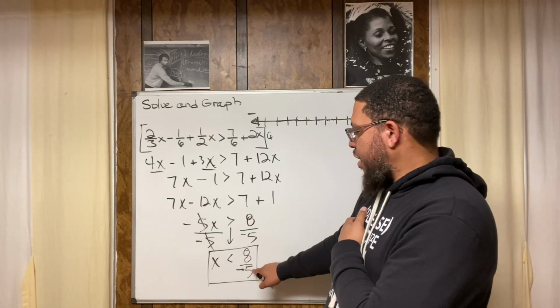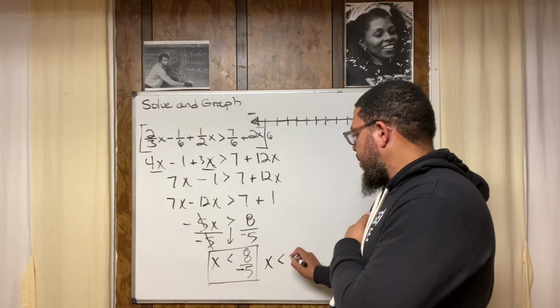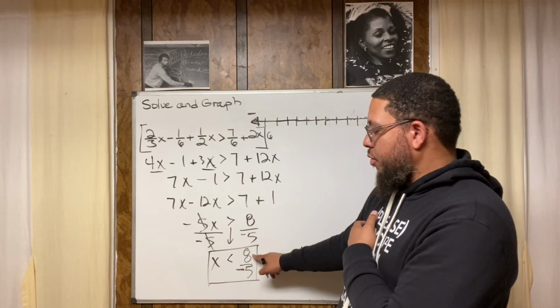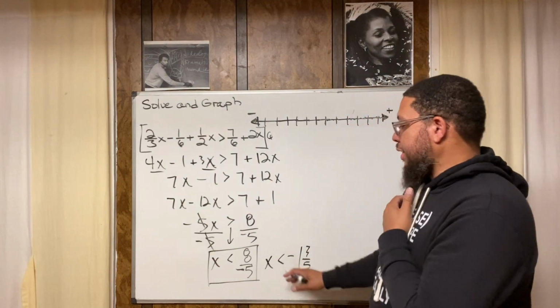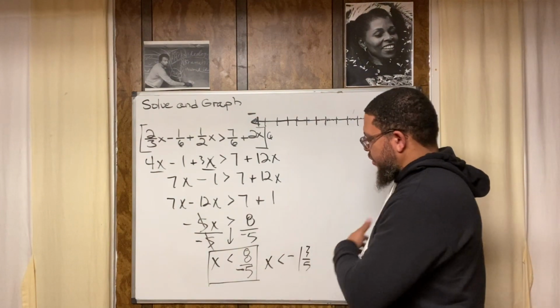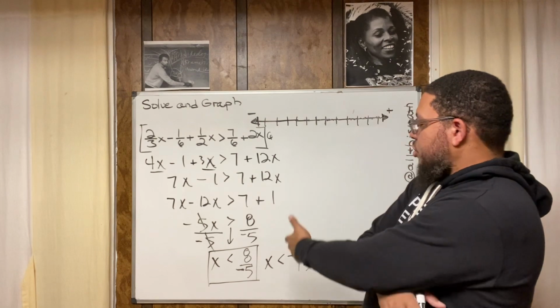So how many groups of 5 fit into 8? 1, right? So it's negative, and then 1, how many left over? 3. So negative 1 3/5. So x is less than negative 1 3/5, right? And now this is our solution.